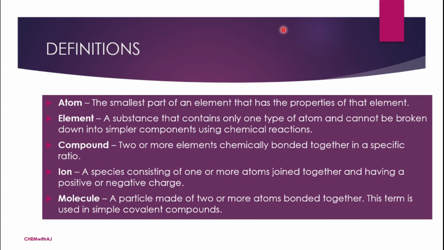Then we have an ion. An ion is a species consisting of one or more atoms joined together which have either a negative or a positive charge. Then we have a molecule. A molecule is known as a particle made of two or more atoms bonded together. We use the term molecule mainly when we describe simple covalent compounds like water.